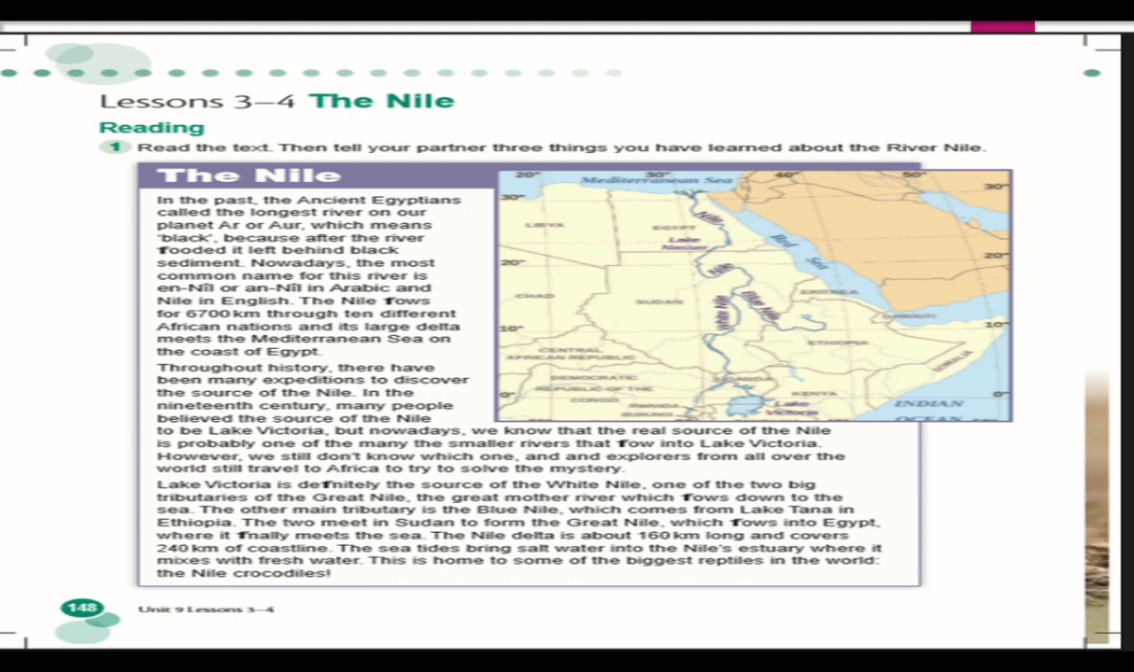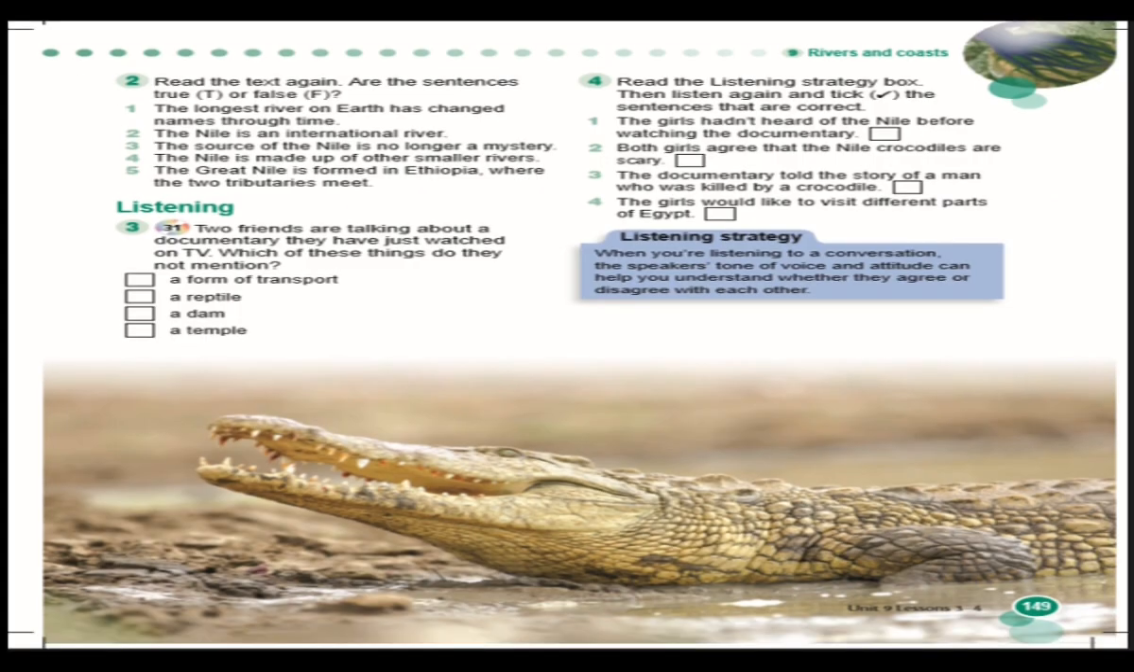Okay, this text was about the Nile. What is the information that you have learned about the Nile River? I want you to write them in the comments, okay? After that, we have an exercise about the text. Read the text again. Are the sentences true or false? You will write T beside the true sentences, F beside the false ones.